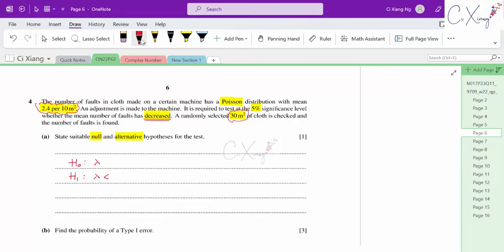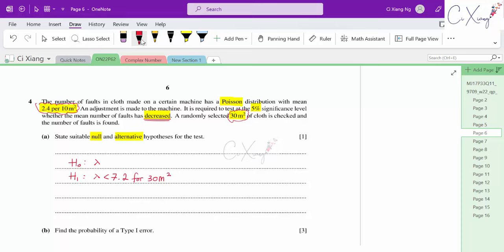Okay, 2.4 is for 10 meters square. So for 30 meters square, it should be 2.4 multiplied by 3. So if I have 2.4 multiplied by 3, it will be 7.2. So there will be 7.2 faults for 30 meters square. Okay, so if you want to use 2.4, you also can, which is for 10 meters square, no problem.